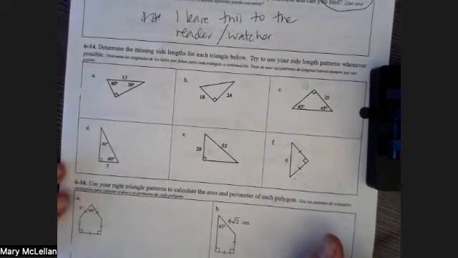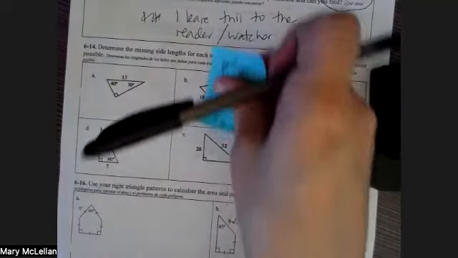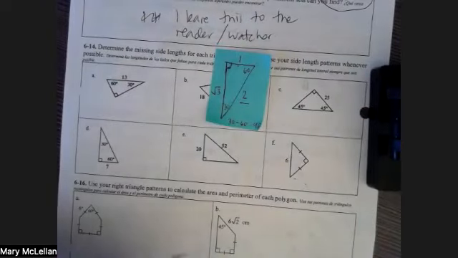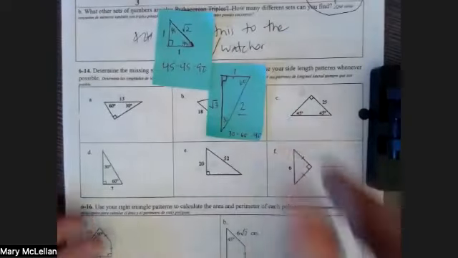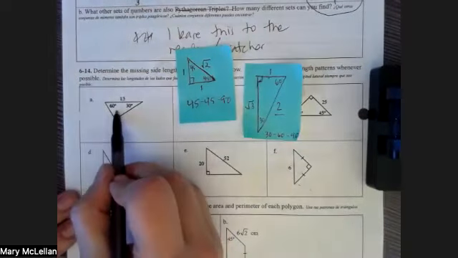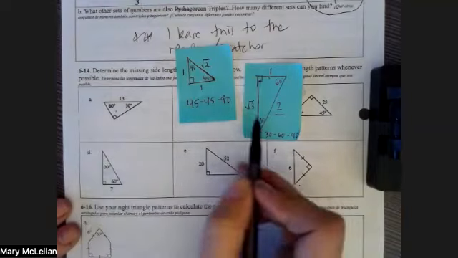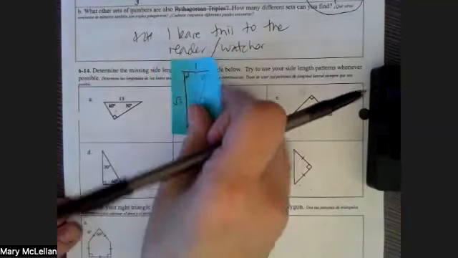Determine the missing side lengths for the triangles below. Try to use our side length patterns whenever possible. These are our side length patterns. We've got a 30, 60, 90, and a 45, 45, 90. Okay, so this is a 30, 60, 90 triangle with hypotenuse length 13.